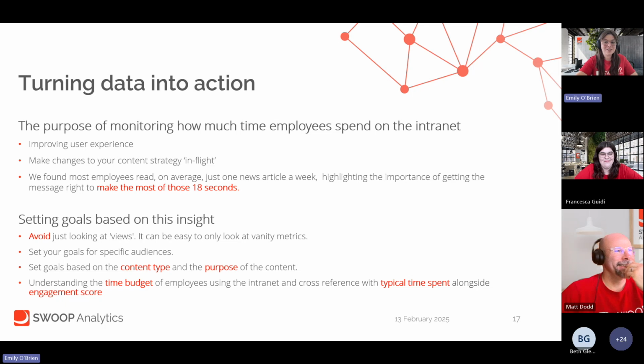So set goals on the content type, the purpose of the content, whether it is for training, for communication, or for knowledge sharing. That will also help you to set much more relevant goals for what you're trying to achieve. The time budget is probably the most important thing that we want you to take away from this particular insight. You can also cross-reference that with the typical time spent that you'll see as a part of your engagement score in SWOOP. We'll show you some examples of the engagement score a little bit later.